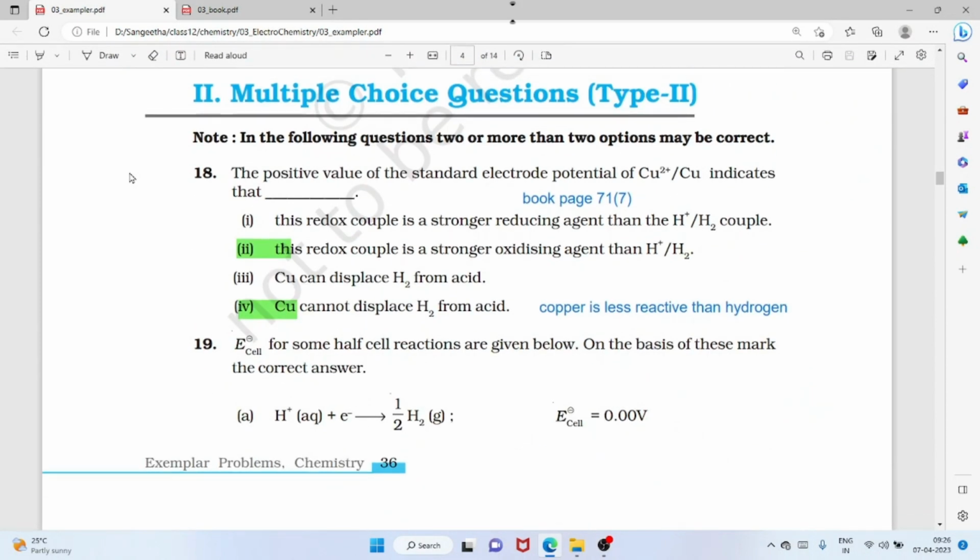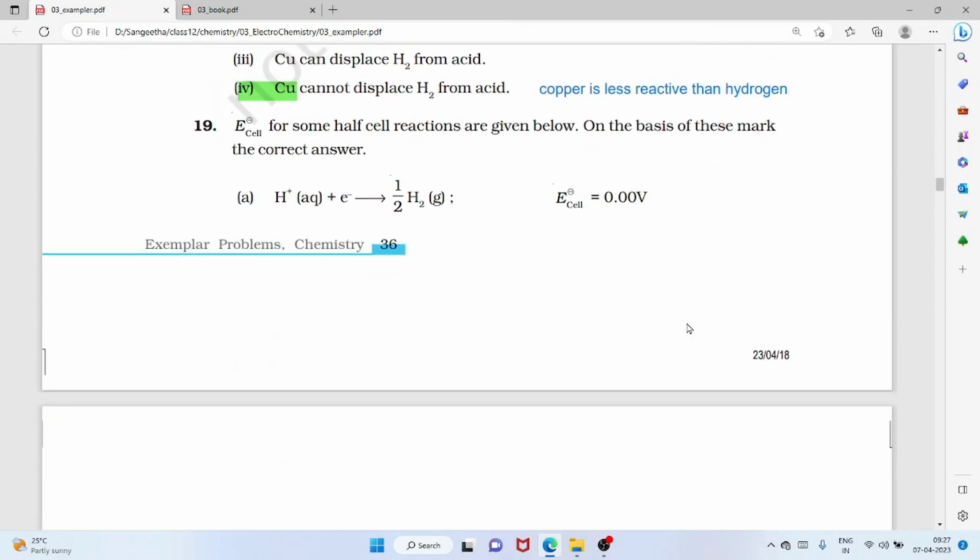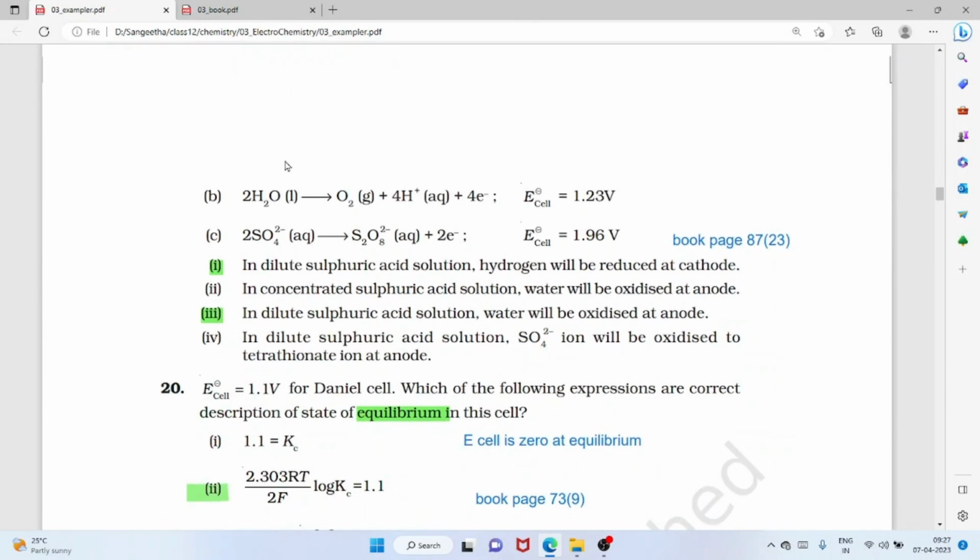Multiple choice questions. A positive value of the standard electrode potential indicates a strong oxidizing agent, that is, going up on the table. Copper cannot displace hydrogen because copper is less reactive than hydrogen. When we move down, then it is reactive. On the basis of this, choose the correct answer.